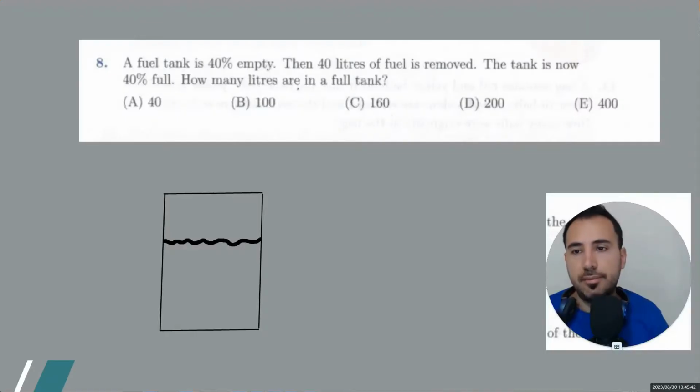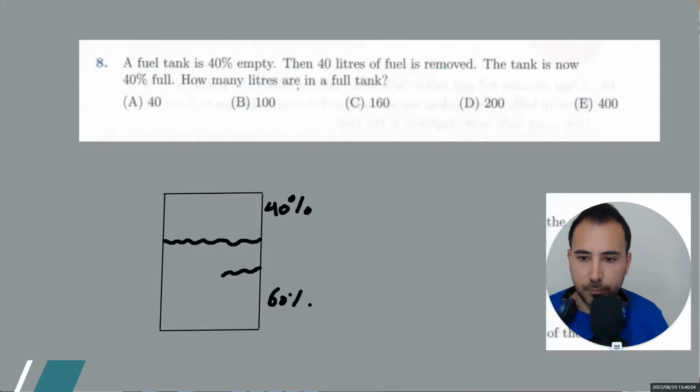Question 8. If a fuel tank is 40% empty, so this part is 40%, now which percent is full? Obviously, it's 60% full. Then 4 liters of fuel is removed. The tank is now 40% full. So that means it's getting lower.